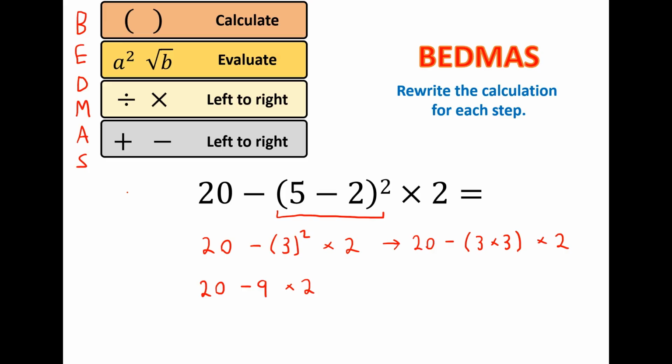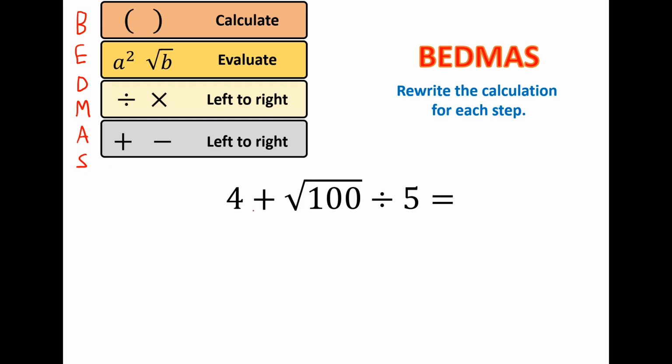Now, I simply move on to the next one, which is division and multiplication. So do I have division or multiplication? The answer is yes. I have a multiplication here, so I simply compute that. Now, once I compute that, I basically have 20 minus, now what's 9 times 2? 18. So 20 minus 18. Now I simply solve this. What's 20 minus 18? 2. So my final answer is 2.